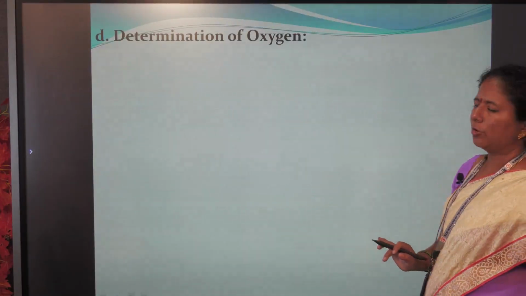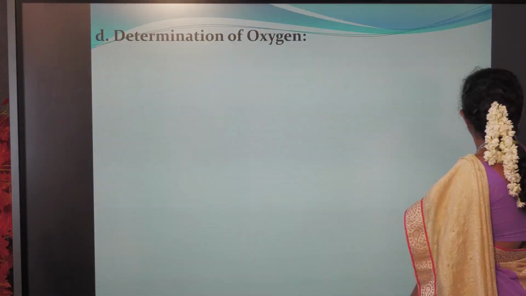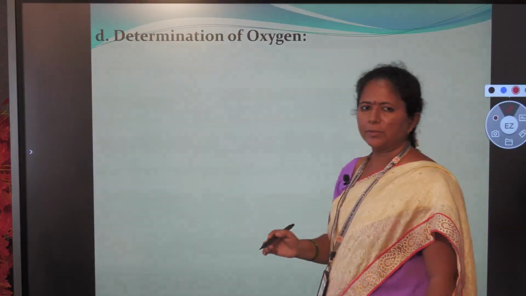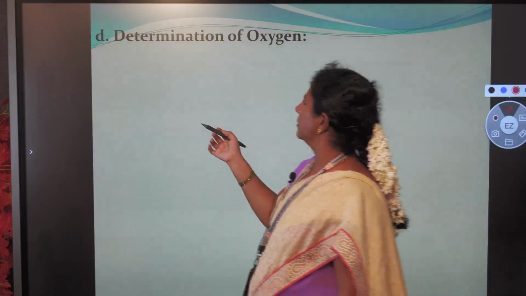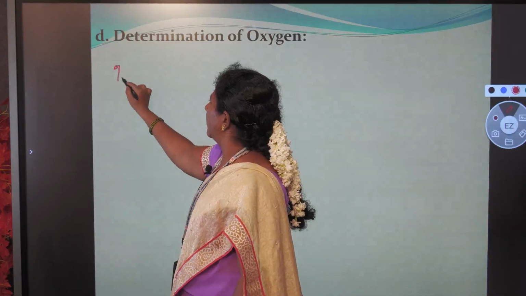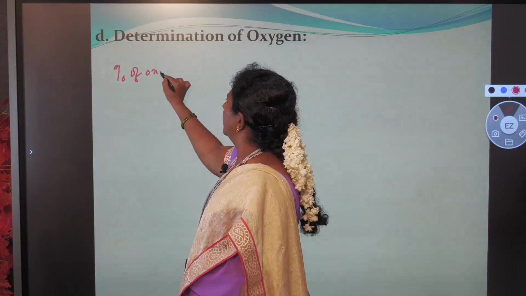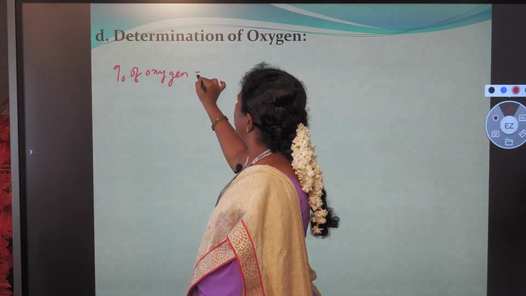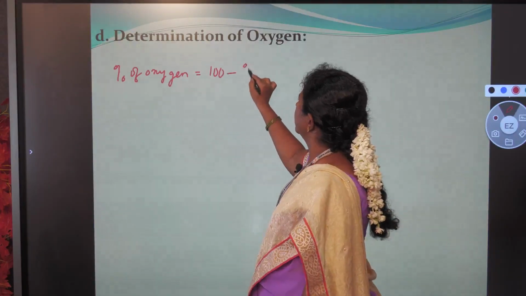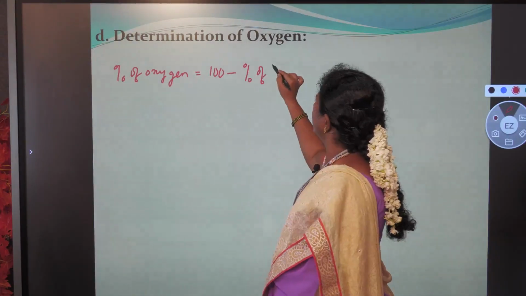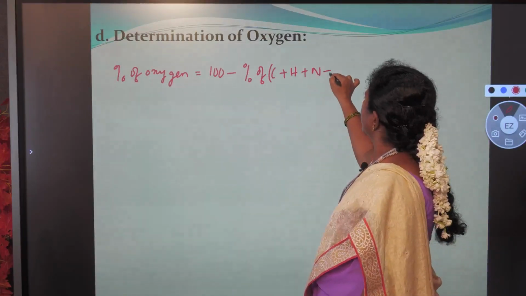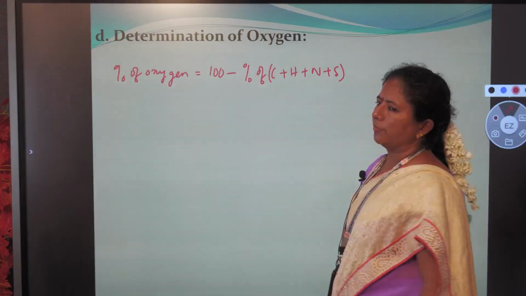Next, determination of oxygen. Oxygen is simply determined by deducting the percentage of carbon, hydrogen, sulfur and nitrogen from 100. Percentage of oxygen is equal to 100 minus percentage of carbon plus hydrogen plus nitrogen plus sulfur.